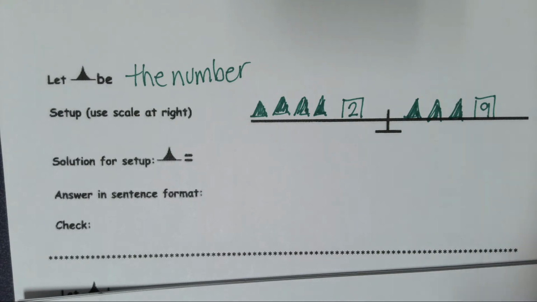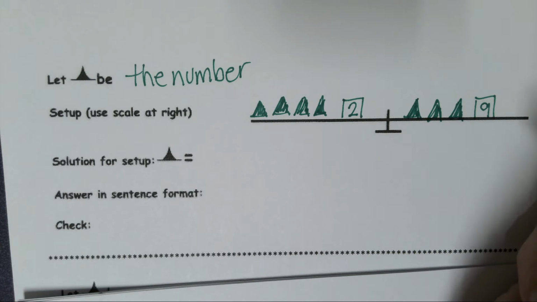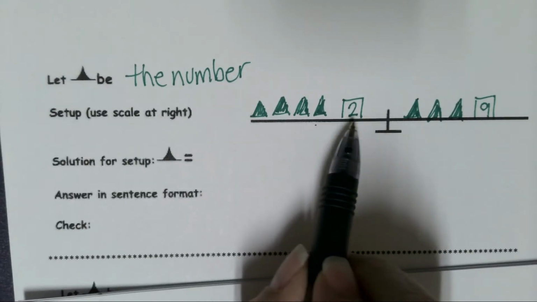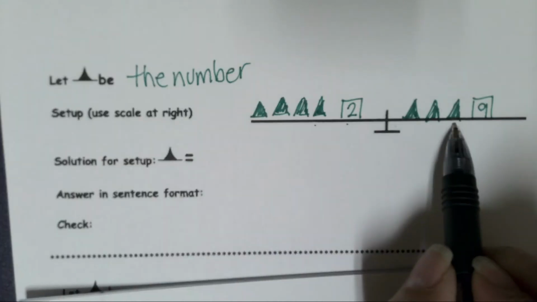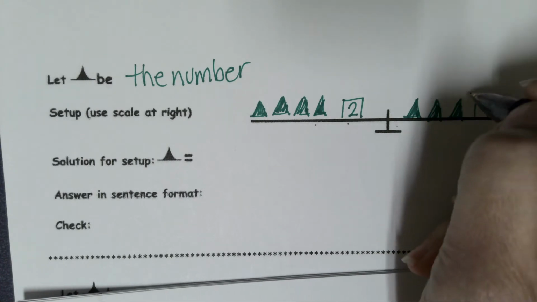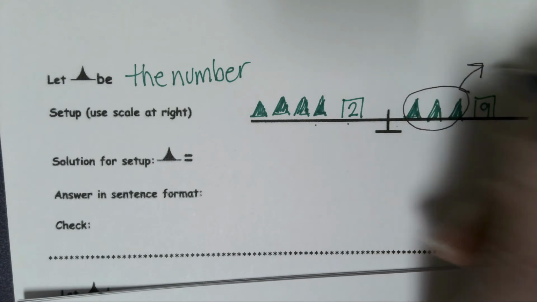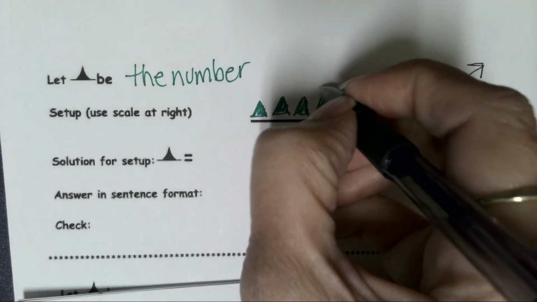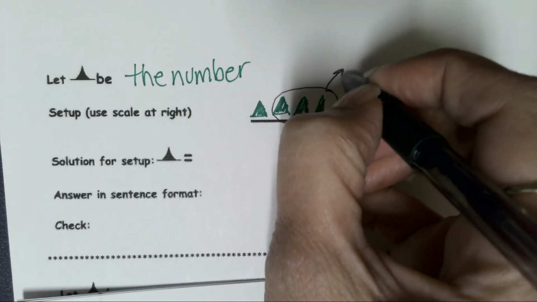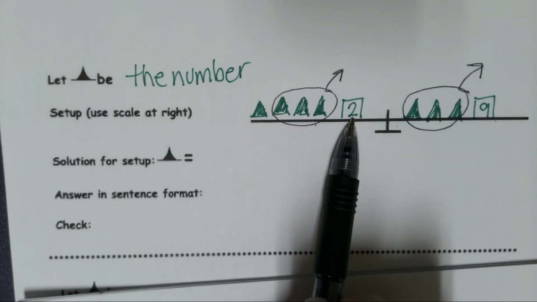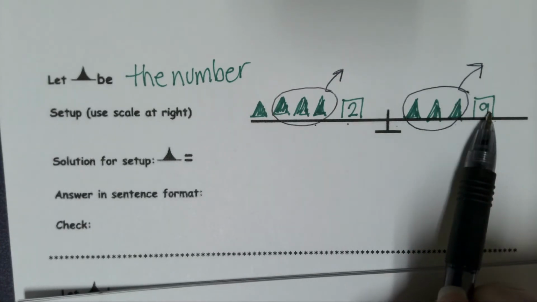So I'm going to switch colors so that I can see really easily what I've moved and taken off. So on the left we have 4 pawns and a 2, and on the right we have 3 pawns and a 9. Well, I want to get rid of the smallest number of pawns, so I'm going to take off these 3 pawns. And if I take off 3 pawns on the right, I have to take off 3 pawns on the left. That leaves us with 1 pawn and a 2 on the left-hand side and a 9 on the right.